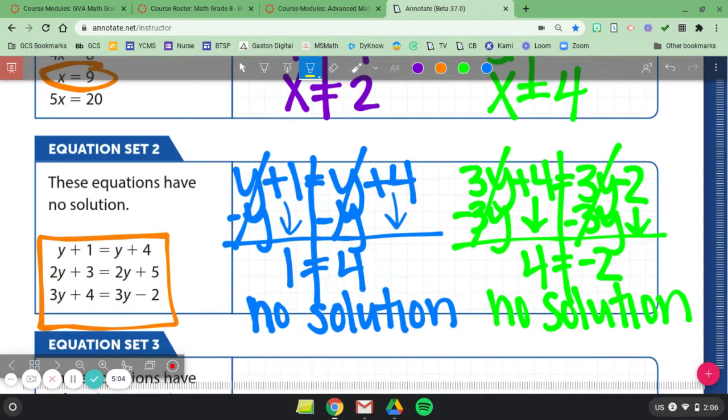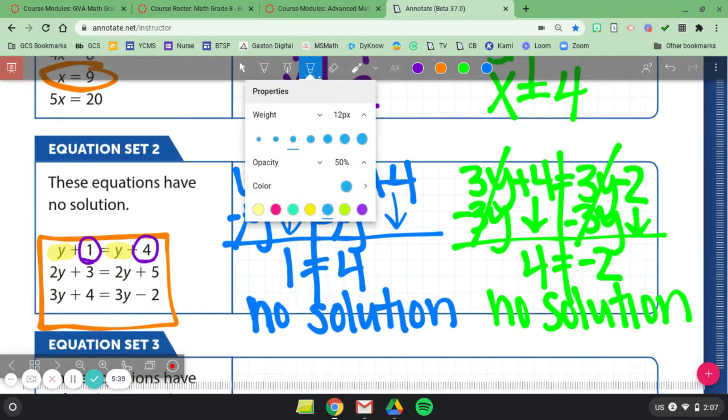In the first one, the y's are the same, so the variable terms are the same in the first equation, but the constants are not. So you have a constant of 1 and a constant of 4 on either side of that equal sign. Well, you can't take a number, let's say y equals 10. You can't take 10 and add 1, which is 11, and expect that to equal 10 plus 4, which is 14. That won't work.